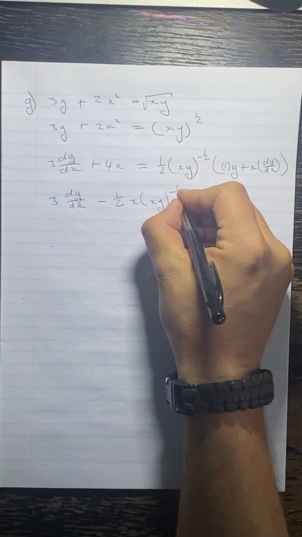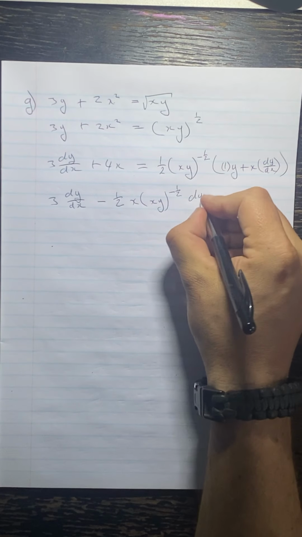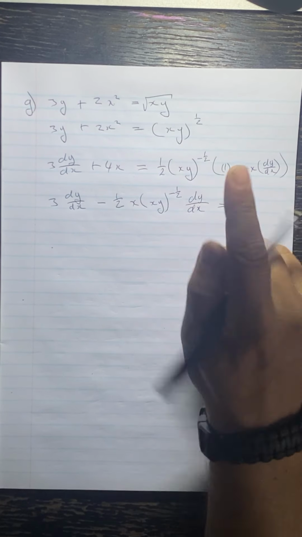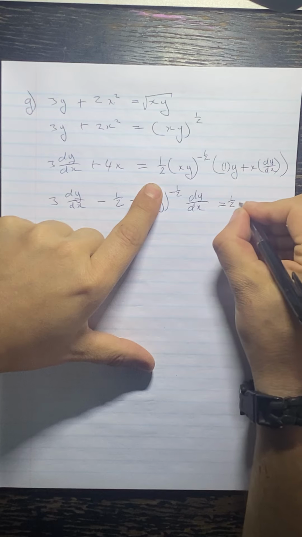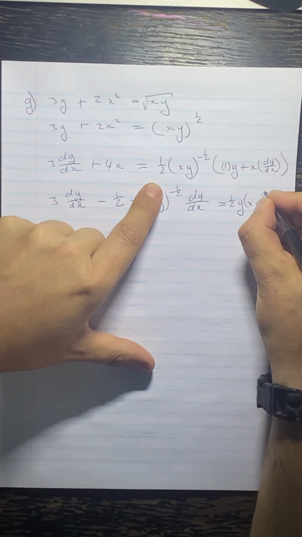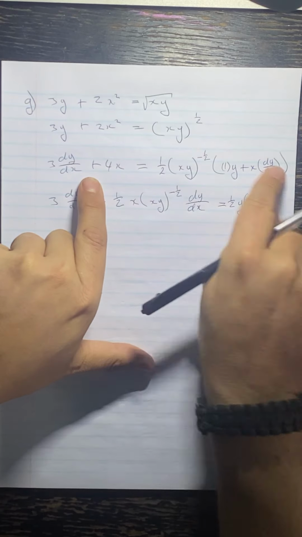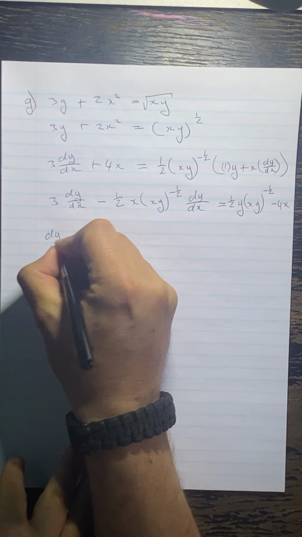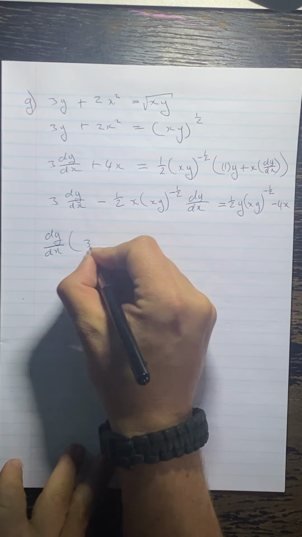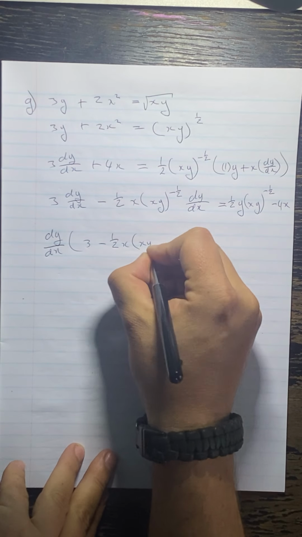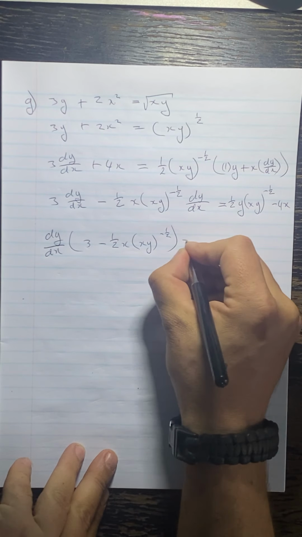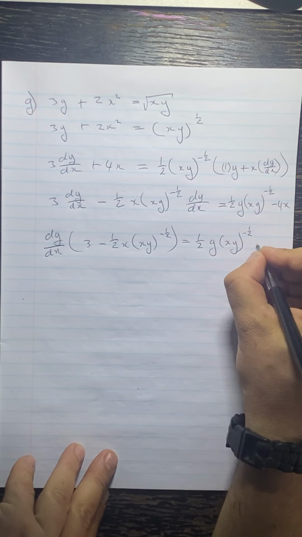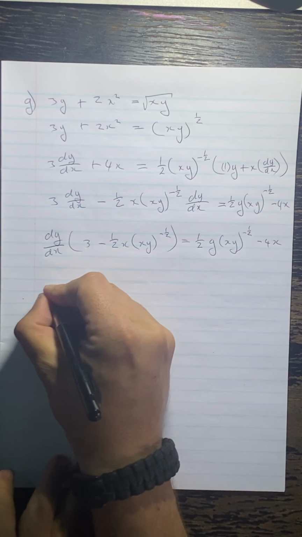xy to the minus a half dy/dx is equal to. Now multiply that in there, and we get a half y xy to the minus a half, and then if you take that to the other side, we get minus 4x. Okay, take out the dy/dx as common, and we're left with 3 minus a half x xy to the minus a half is equal to a half y xy to the minus a half minus 4x. Divide through by this bracket.